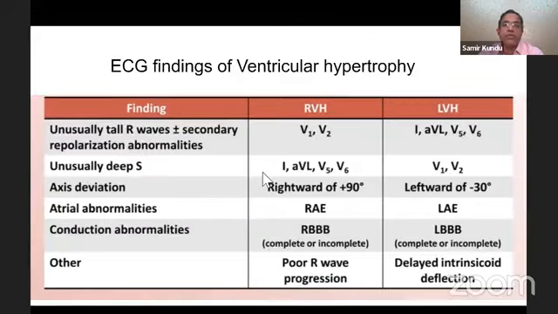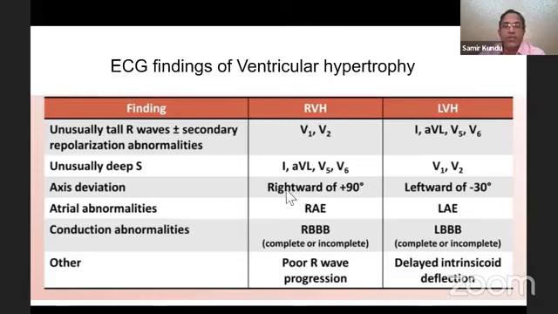So, summary of ventricular hypertrophy, right ventricular hypertrophy and left ventricular hypertrophy. If you find the tall R wave in case of right ventricular hypertrophy and secondary ST-T changes in leads V1 and V2, and in case of left ventricular hypertrophy, it is in the left-sided leads, such as lead 1, aVL and V5, V6. That's opposite for the S waves. The usual deep S wave in right ventricular hypertrophy is found in lead 1, aVL, V5, V6, and in case of left ventricular hypertrophy, it is found in V1 and V2.